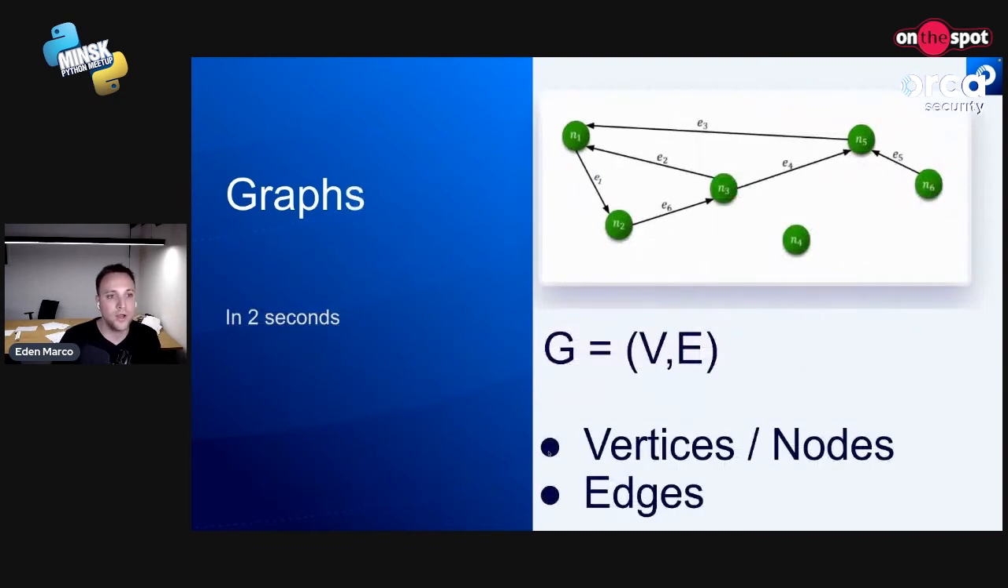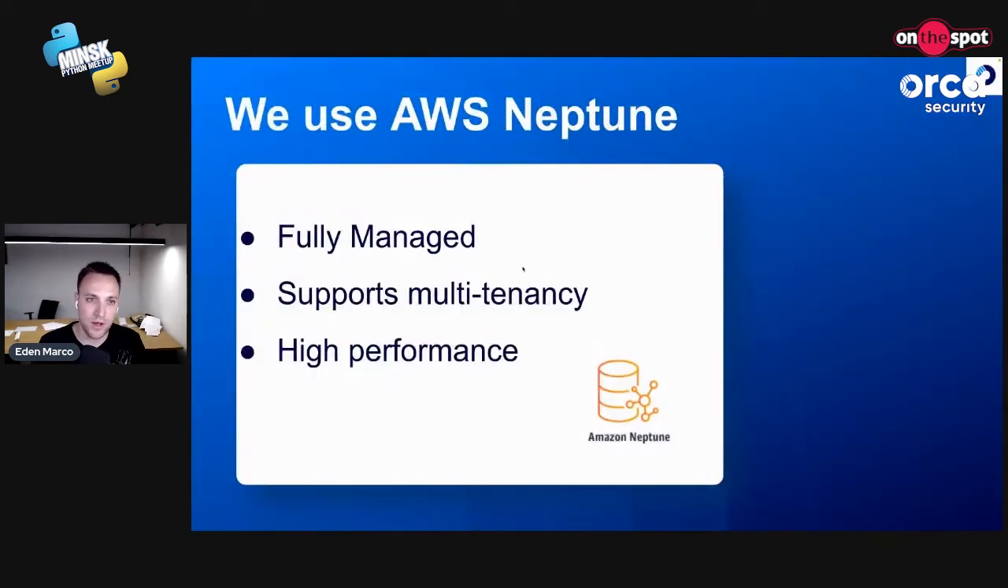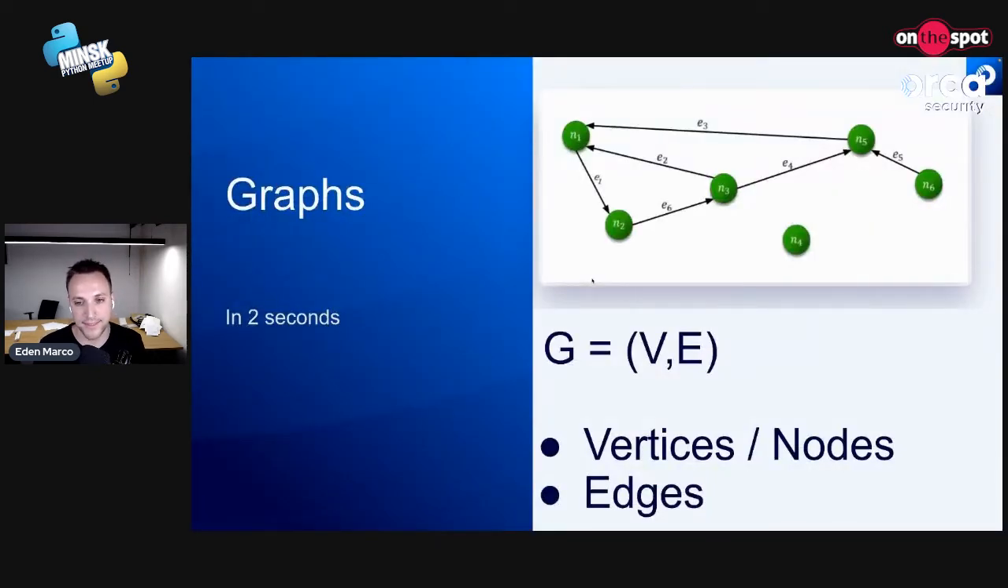Okay, so graph theory in 2 seconds. I assume that you're already familiar with it, but just for the sake of it, a graph is a set of vertices and edges. Maybe I'll call the vertices nodes. You see those circle ones are nodes, and this arrow over here connecting two nodes is an edge. Okay, and what we're going to do now is model our internet-facing assets, and we're going to run the algorithm.